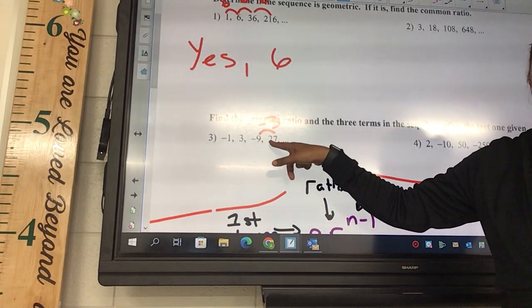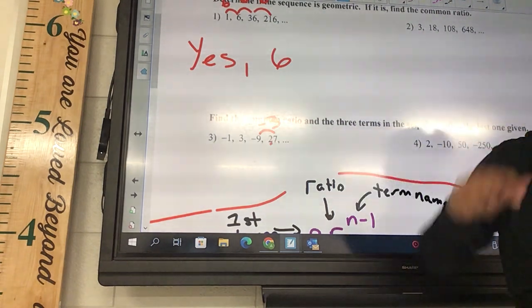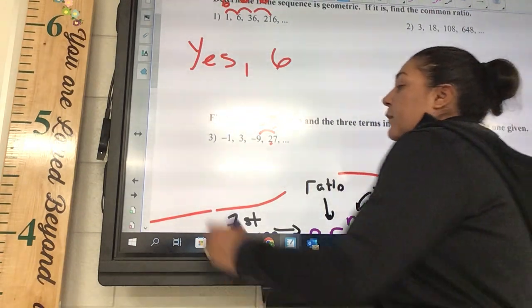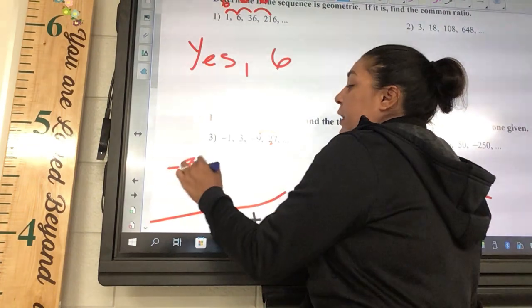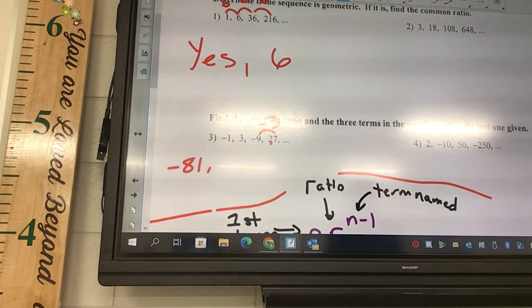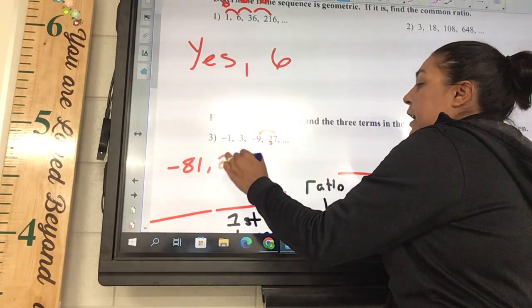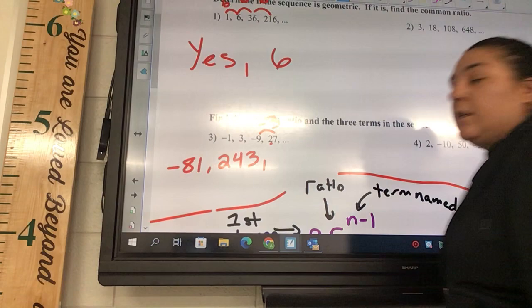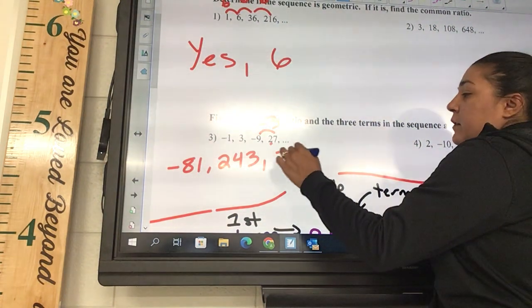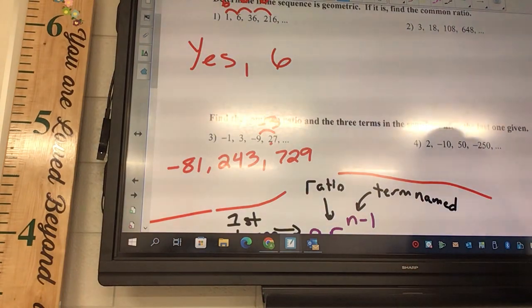You're going to say 27 times negative 3, and what do you get? Negative 81, and now you're going to say times negative 3. We're going to do that 3 times. 243 times negative 3. 729. Negative.